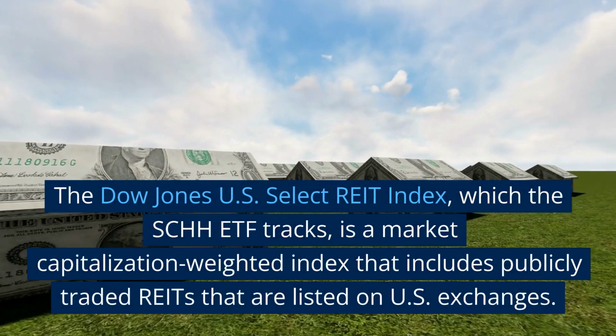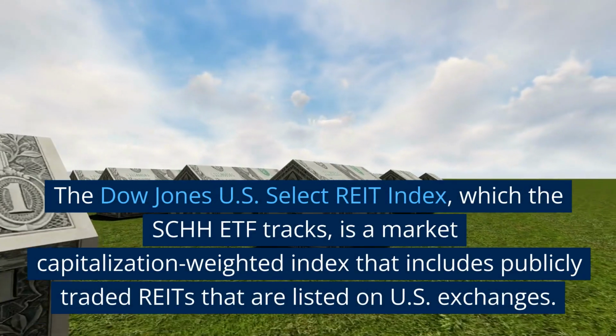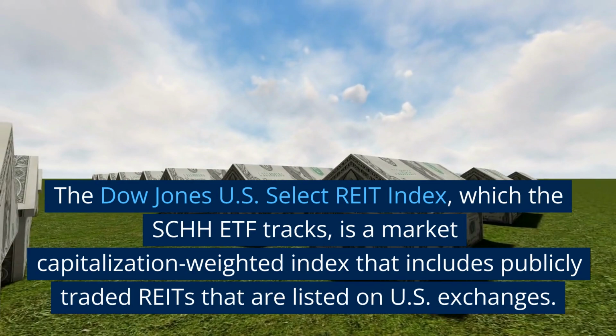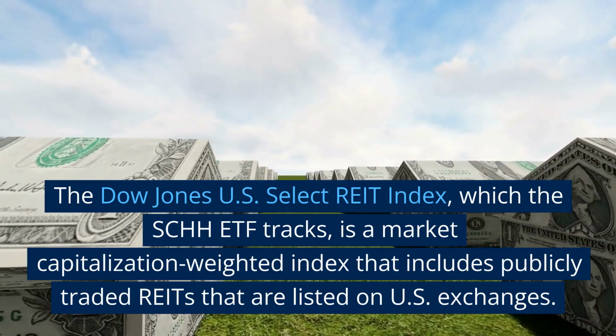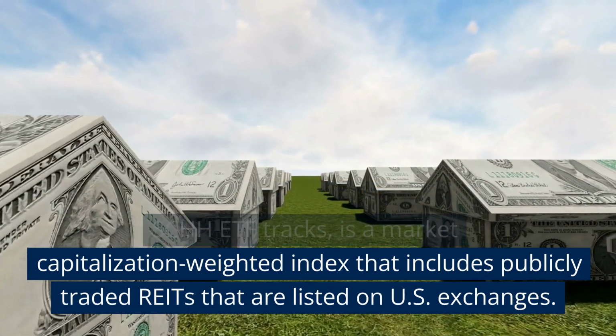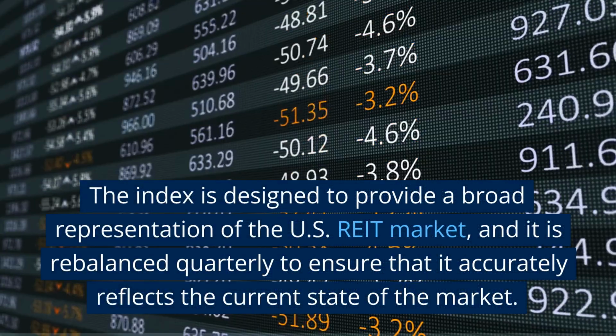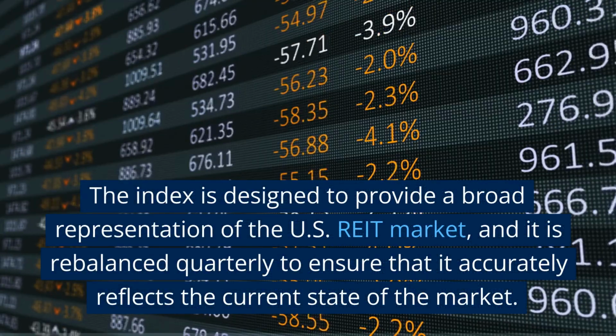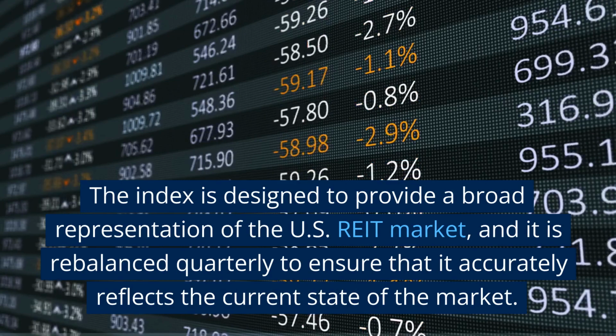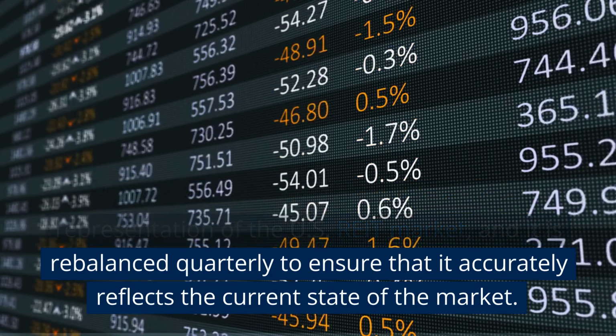The Dow Jones U.S. Select REIT Index, which the SCHH ETF tracks, is a market capitalization-weighted index that includes publicly traded REITs that are listed on U.S. exchanges. The index is designed to provide a broad representation of the U.S. REIT market, and it is rebalanced quarterly to ensure that it accurately reflects the current state of the market.